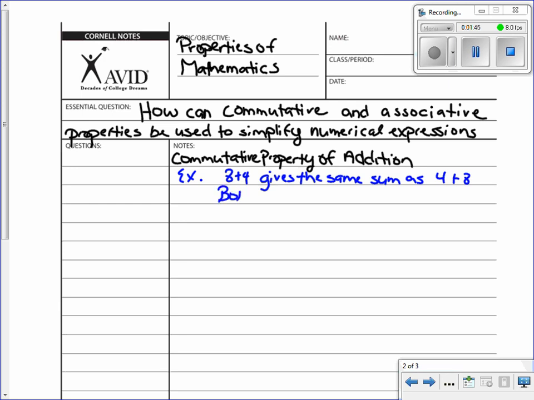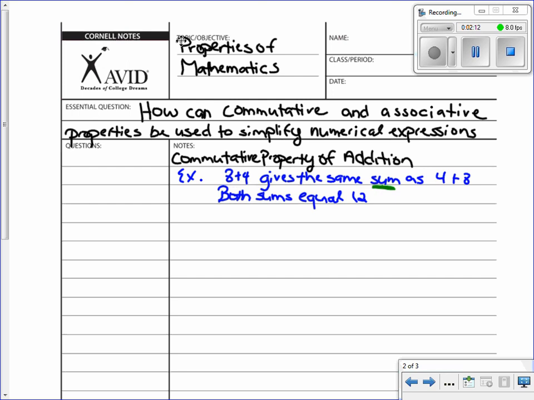Both sums equal 12. 8 plus 4 is 12, 4 plus 8 is 12. So basically, the order in which they're added doesn't matter because they're going to come to the same answer. I wanted you to also take note of that keyword sum there. Remember that sum is the answer of an addition problem.